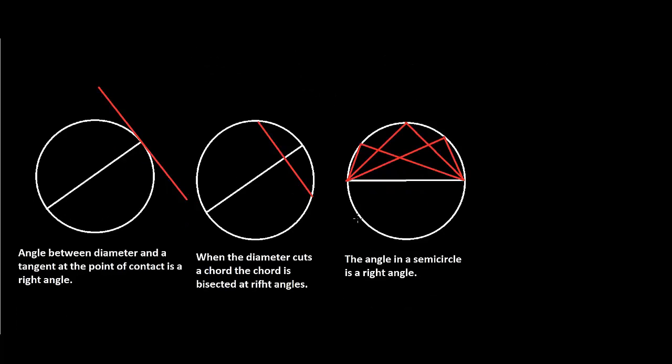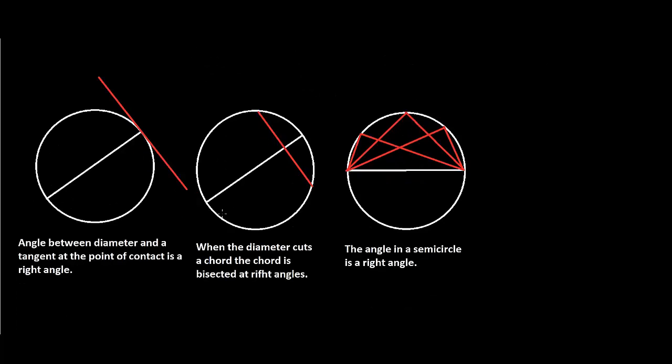Now there are 3 properties of a circle that are mentioned in the specification. And these are the 3 properties. The first one says that the angle between the diameter and the tangent at the point of contact is a right angle. So if you draw a tangent to a circle, where that tangent meets the diameter, then this angle is 90 degrees.